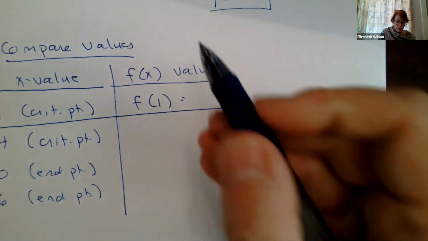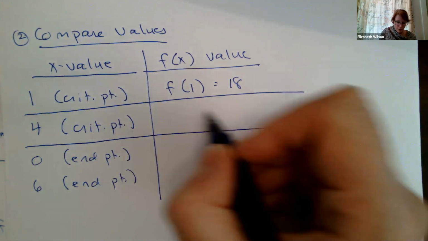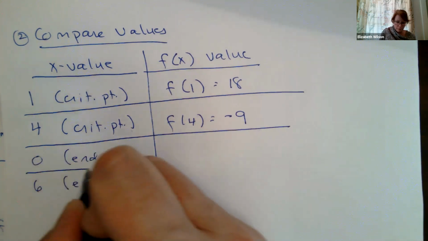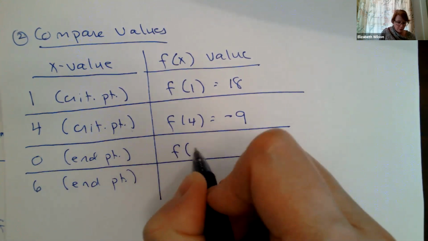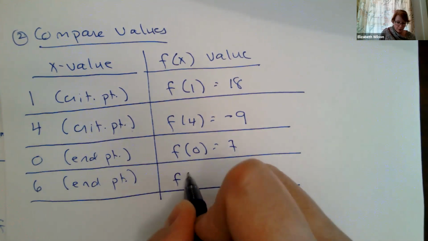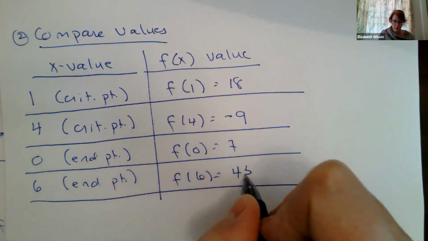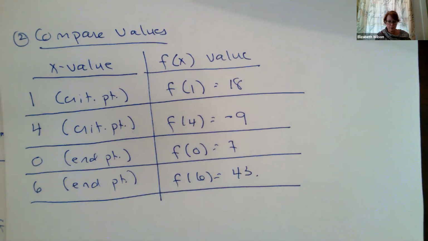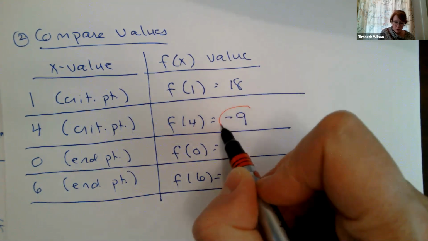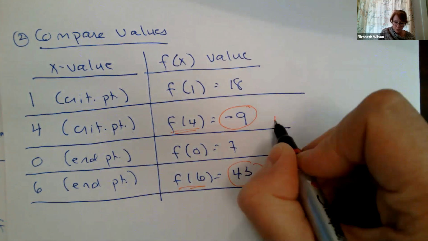So f of 1 equals 18. f of 4 equals minus 9. f of 0 equals 7. f of 6, I'm sorry, I gave it away. f of 6 equals 43. There. Okay, now when I look at this, right, I'm identifying what values are my biggest and smallest. That's small, that's big, right? So this is a minimum.